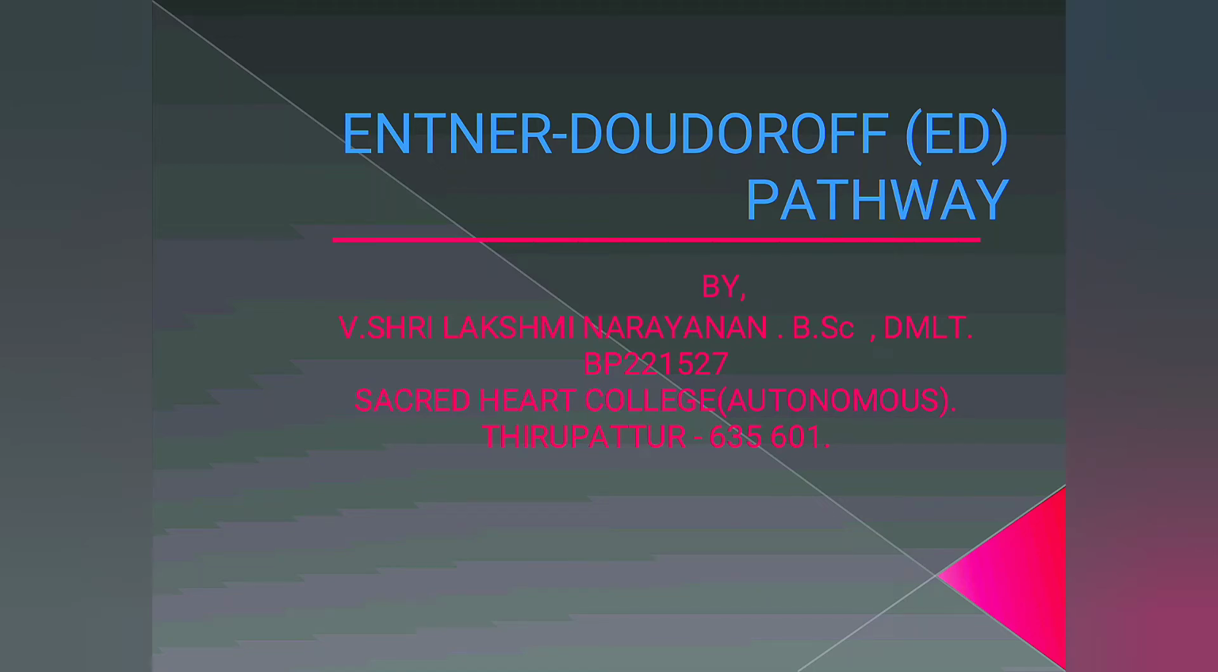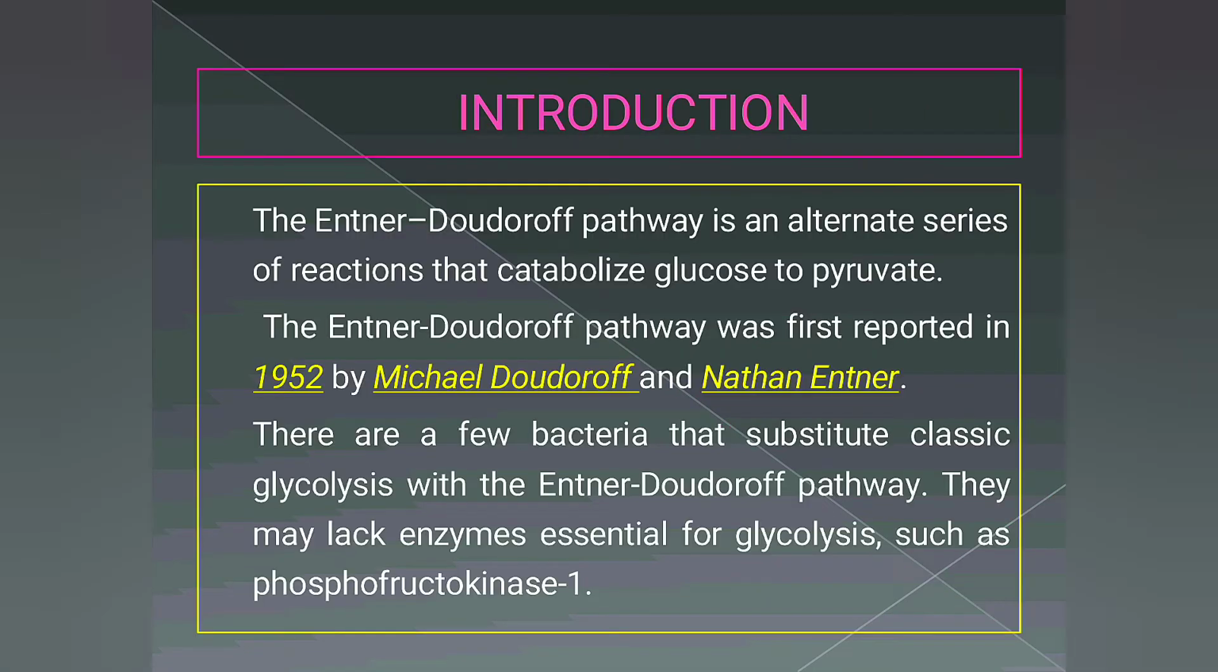Let's discuss the ED pathway. Introduction. The Entner-Doudoroff pathway is an alternate series of reactions that catabolize glucose to pyruvate. The Entner-Doudoroff pathway was first reported in 1952 by Michael Doudoroff and Nathan Entner. They are the scientists. There are a few bacteria that substitute classic glycolysis with the ED pathway.